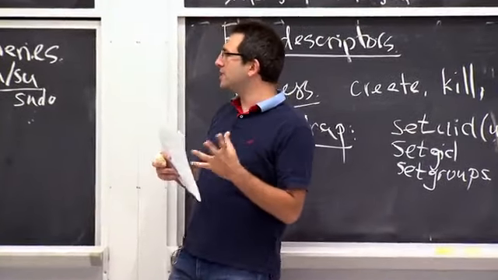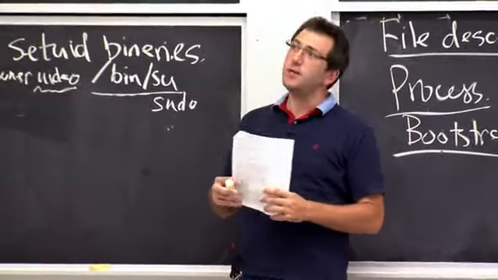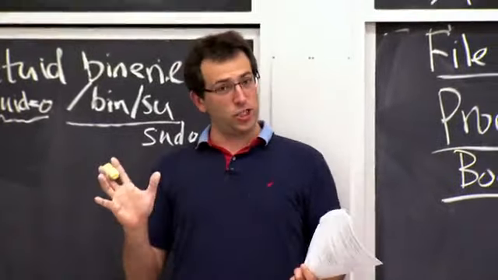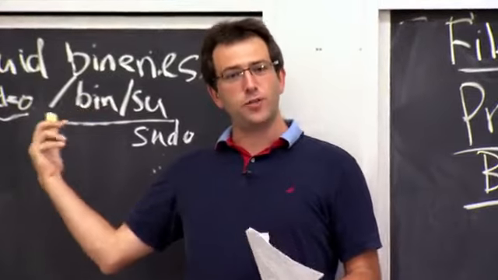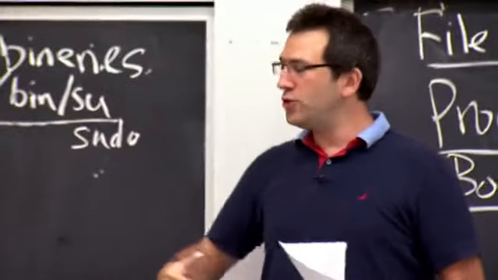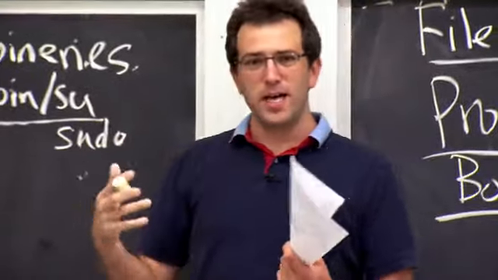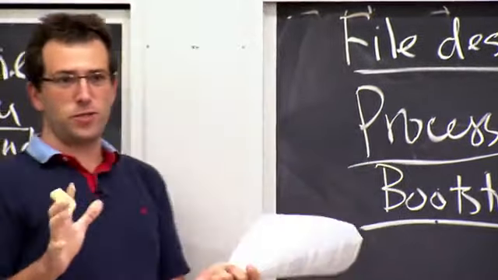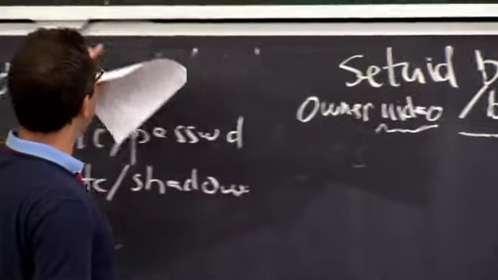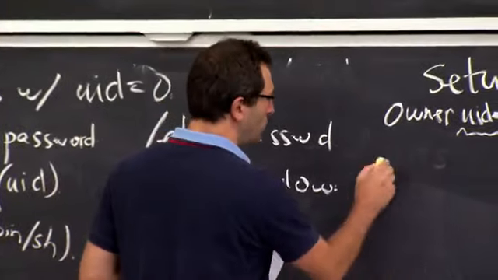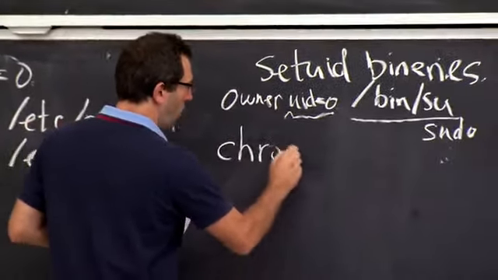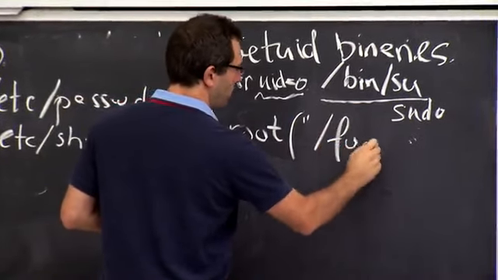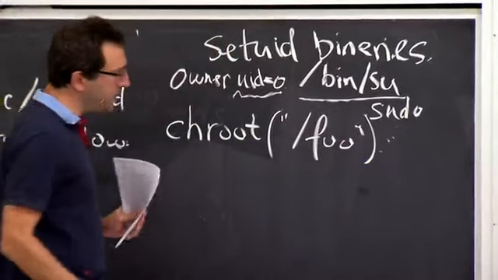The mechanism in Unix that's often used to prevent a potentially malicious process from exploiting setuid binaries is to modify the file system namespace using the chroot system call. And OKWS uses this pretty extensively. So in Unix, you can call chroot on a particular directory. So maybe you can chroot /foo.